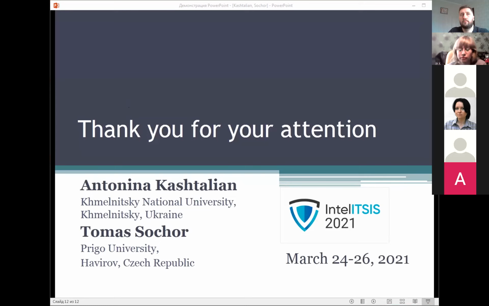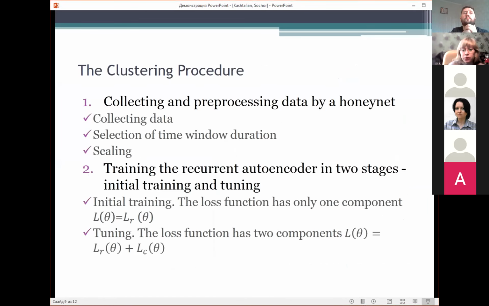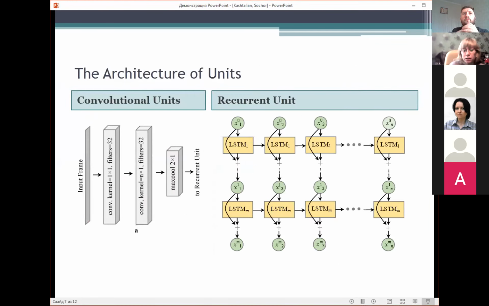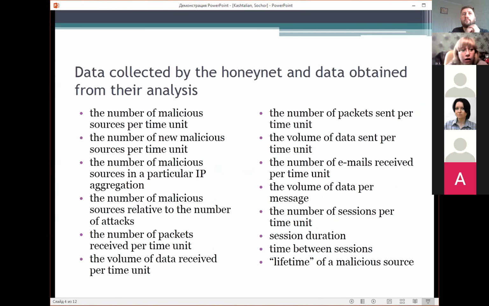What kind of data was used in these experiments? We use the data obtained from HoneyNet, which consists of 8 honeypots, and then we form time series of certain features for this data. And another question, why do you use the HoneyNet?